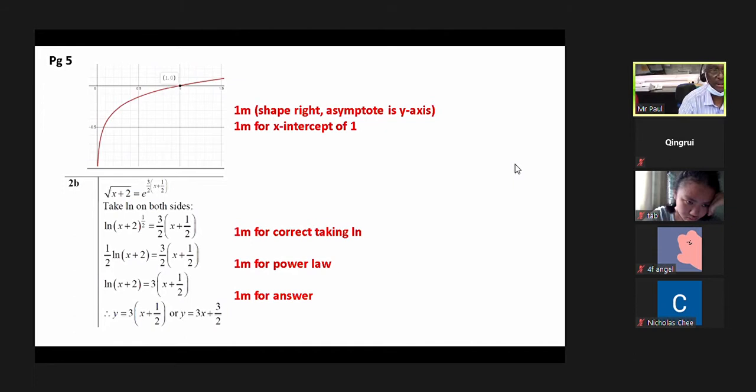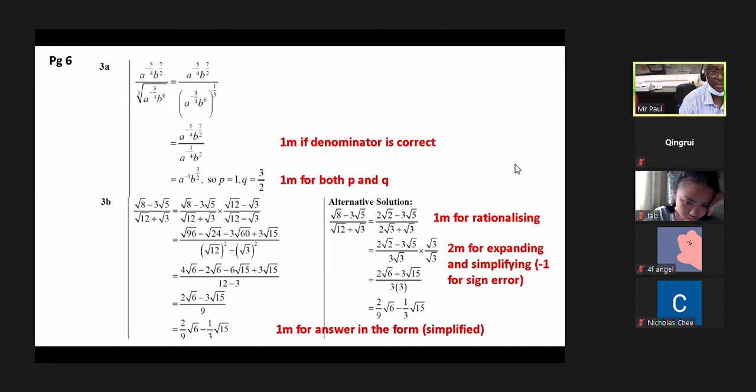Okay, next one, question 3. Actually, 3A and 3B were very well done, which means most of you got almost full marks. Here or there, you lose 1 mark. Your first mark is if your denominator is correct. Can you see this denominator, which is a to the power of minus 4b squared y? This is cube root, right? Cube root means power 1/3.